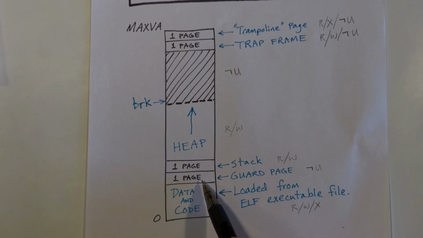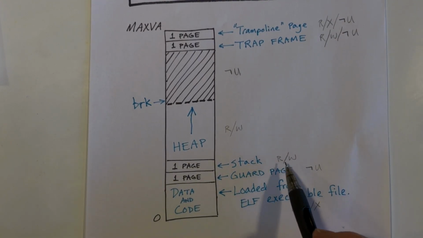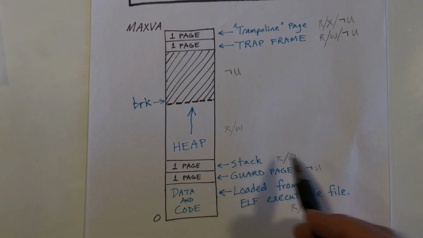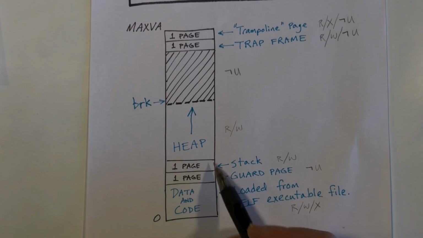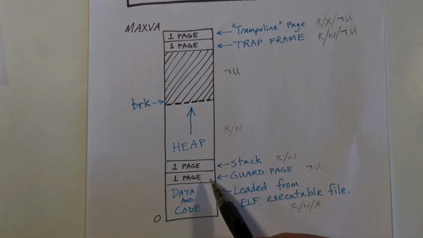And the way the kernel does that is kind of clever. It allocates what is called a guard page right here. This guard page is not readable, not writable. In fact, it's not accessible in user mode. So if the user mode code tries to access this page of its virtual address space, it will immediately cause an exception and the process will be thrown out and terminated.